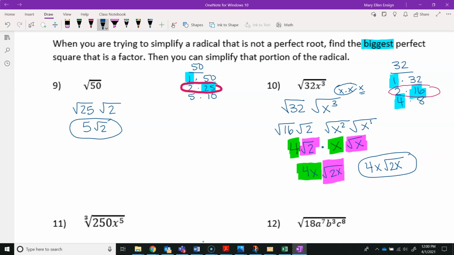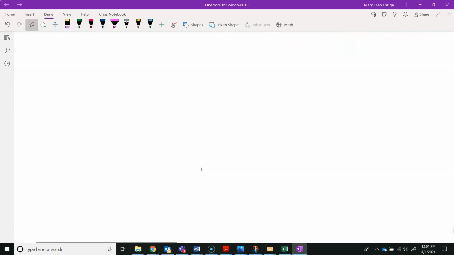Now, you might think, well, that doesn't really feel like it's any simpler to me, but you just kind of have to trust me that this is how we simplify it, right? We've taken out whatever we can that is in the way of that being a perfect root. So let's do the last 2 here. Are there more at the bottom? Nope, just a blank page.